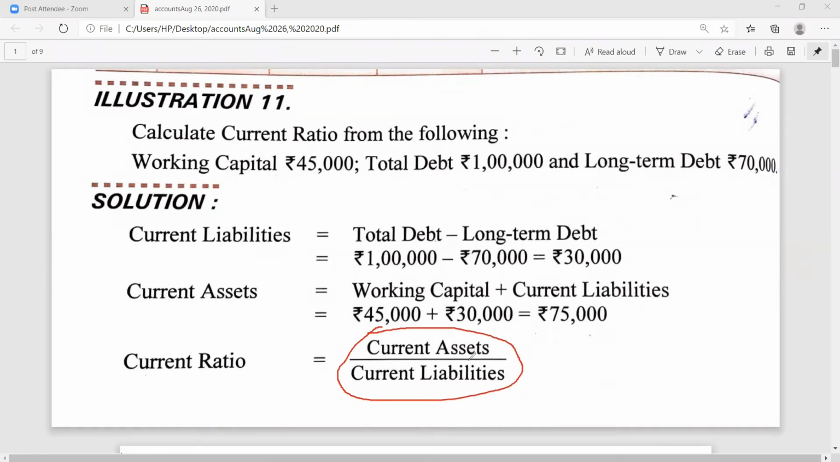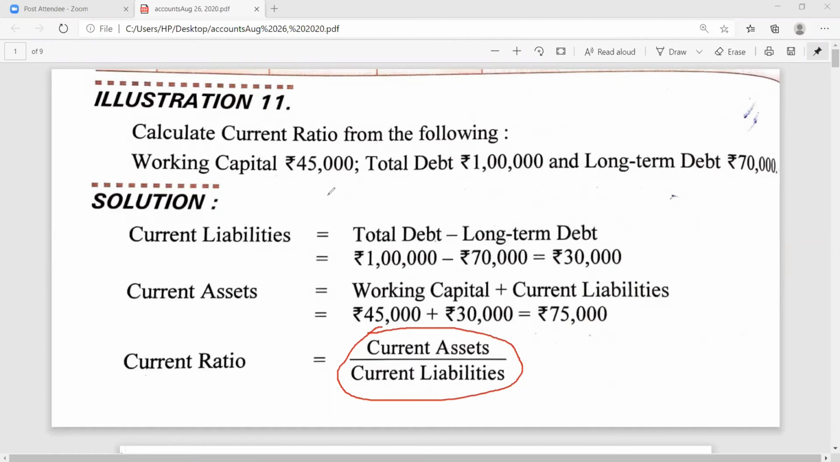In the previous lecture, you came to know that when current assets and current liabilities are given straightforwardly, you make a sum total of all the current assets as well as current liabilities, and finally you will get the current ratio. But sometimes in the question, the straightforward information about current assets and current liabilities is not given to us. Like in this question, working capital is given to us, total debt, long-term debt. Now we have to identify how we can calculate the current assets.